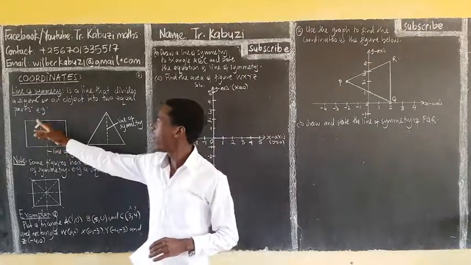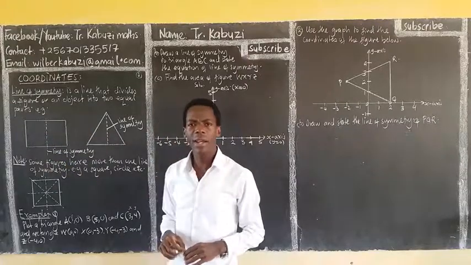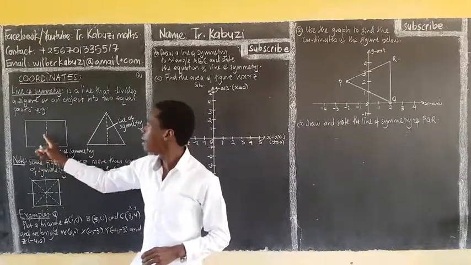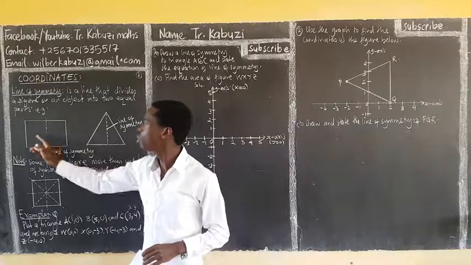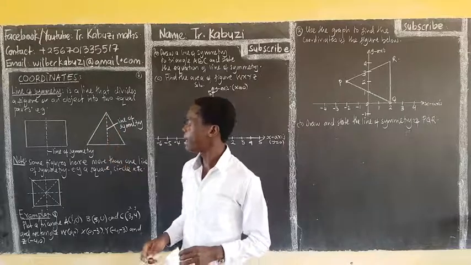So, when I draw my rectangle like this, this line here is a line of symmetry. Why do we call it a line of symmetry? Because you see this one is dividing this rectangle into two equal parts. And this one is also dividing this triangle into two equal parts.